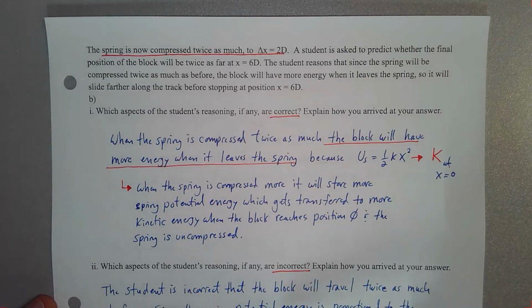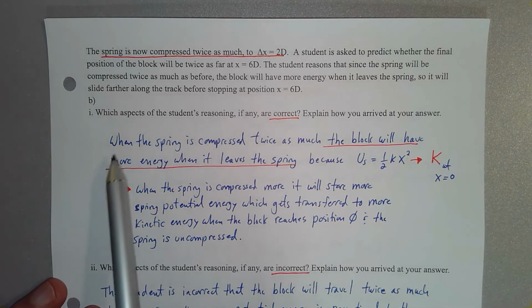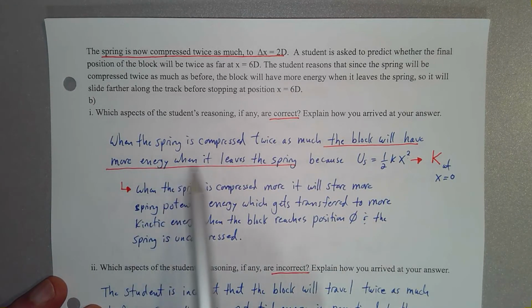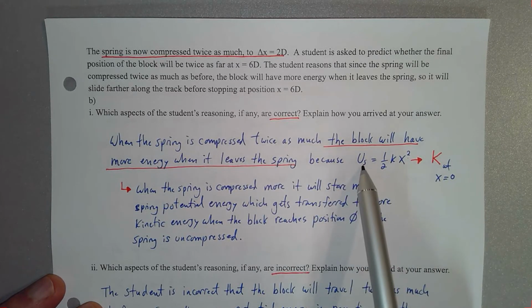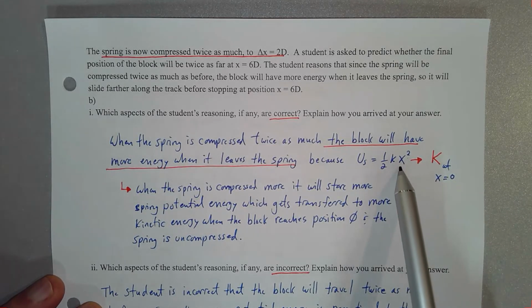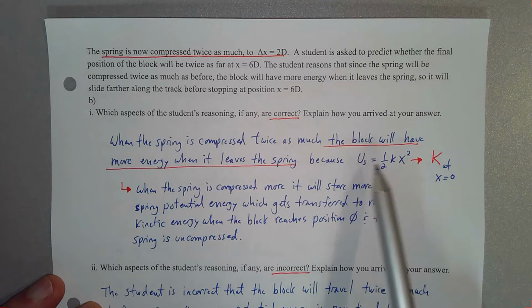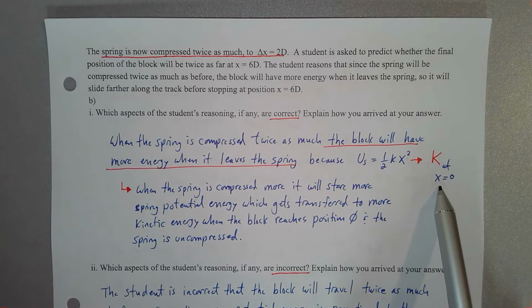Usually when we have these kinds of problems on the College Board, there's something correct about a student's reasoning, something incorrect. So when the spring is compressed twice as much, the block will have more energy when it leaves the spring. That's part of what the student reasoned, and that is a correct part of the reasoning. Because remember, our spring potential energy equation is equal to 1/2 times the spring constant times the stretch squared. And the spring potential energy the system has in the beginning is all transferred to the kinetic energy the block will reach once it reaches that position of 0.